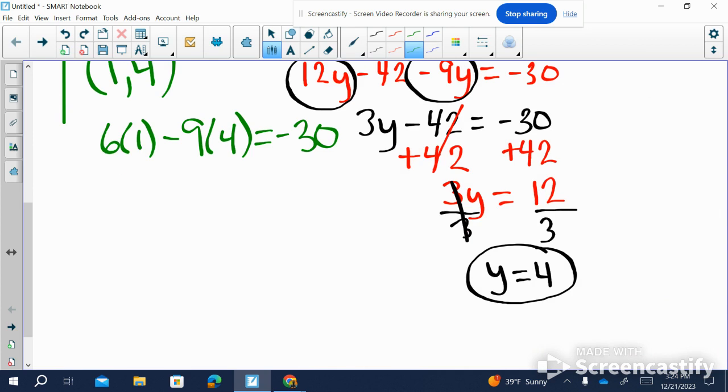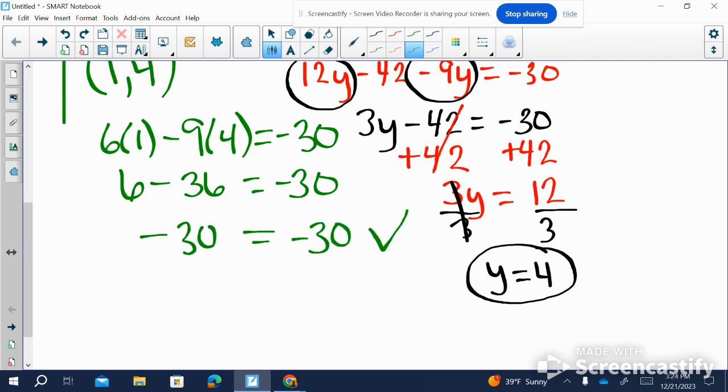And let's simplify. 6 times 1 is 6 minus 9 times 4 is 36. And that should equal negative 30. Well, 6 take away 36 is negative 30. So negative 30 equals negative 30. It checks out, and we've got our solution.